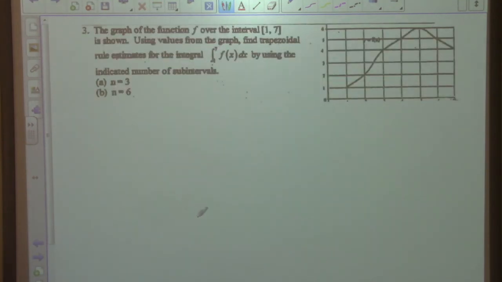And the next one we have here is this 3. So I want you to do 3. We have find trapezoidal rule estimates for this. Can you read your graphs okay for number 3? Good enough, yeah. And they give you an n equals 3 and an n equals 6 for this. One thing you can do in a situation like this, if it makes your life easier, is convert to a table first. It might make your life easier.